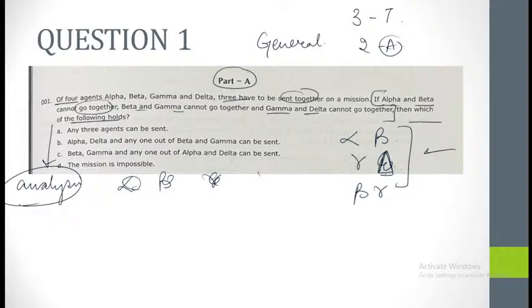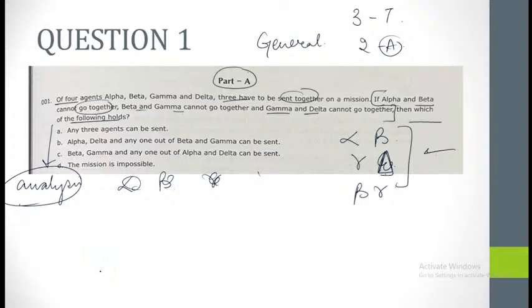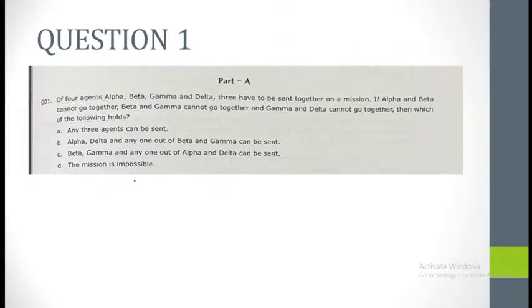C, D, B, okay, very good. Let's give it a try. So see, it is saying that there are 4 agents, that is alpha, beta, gamma and delta. Out of these 4 we need to make an arrangement in such a manner that 3 of them need to be sent on a mission. Correct?